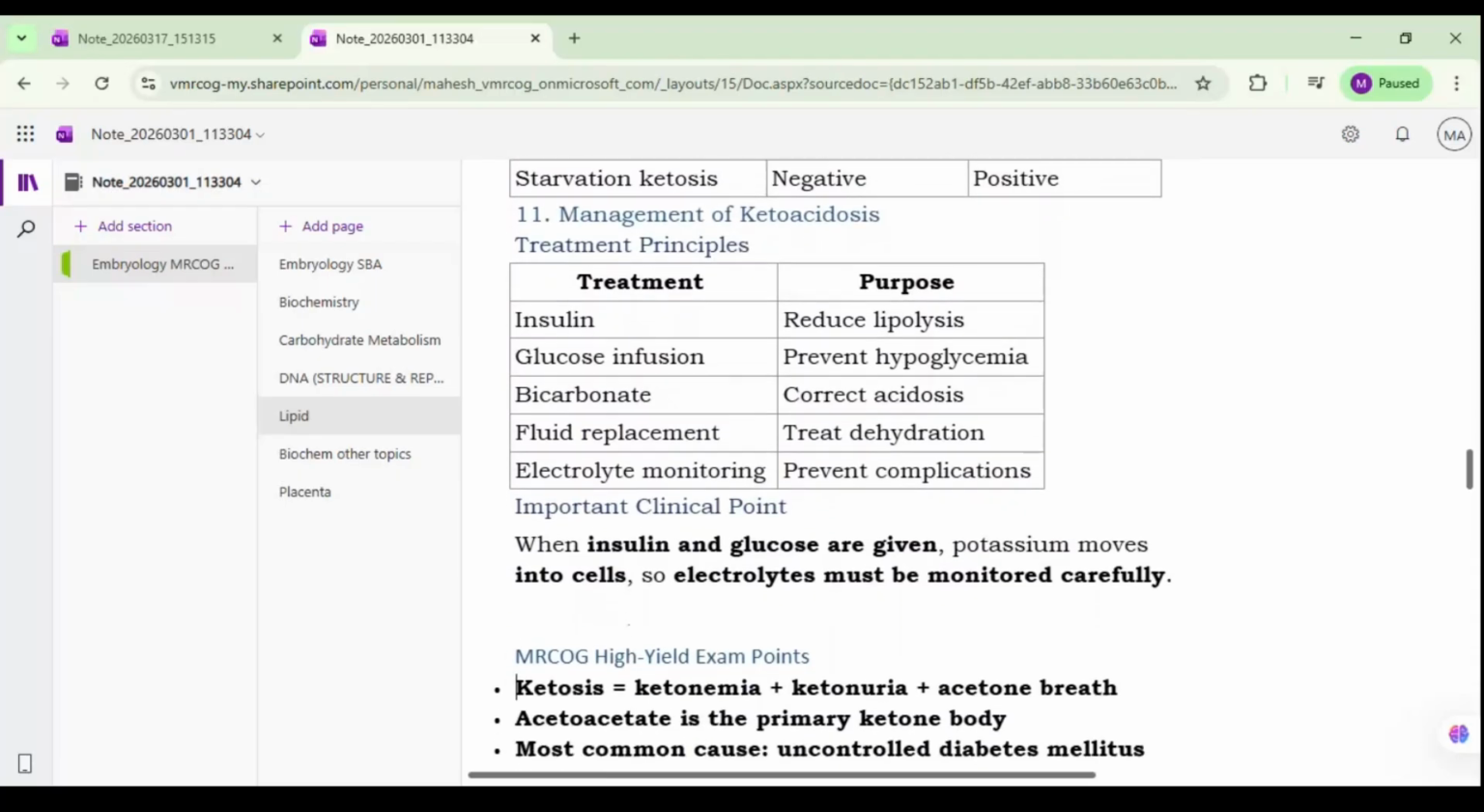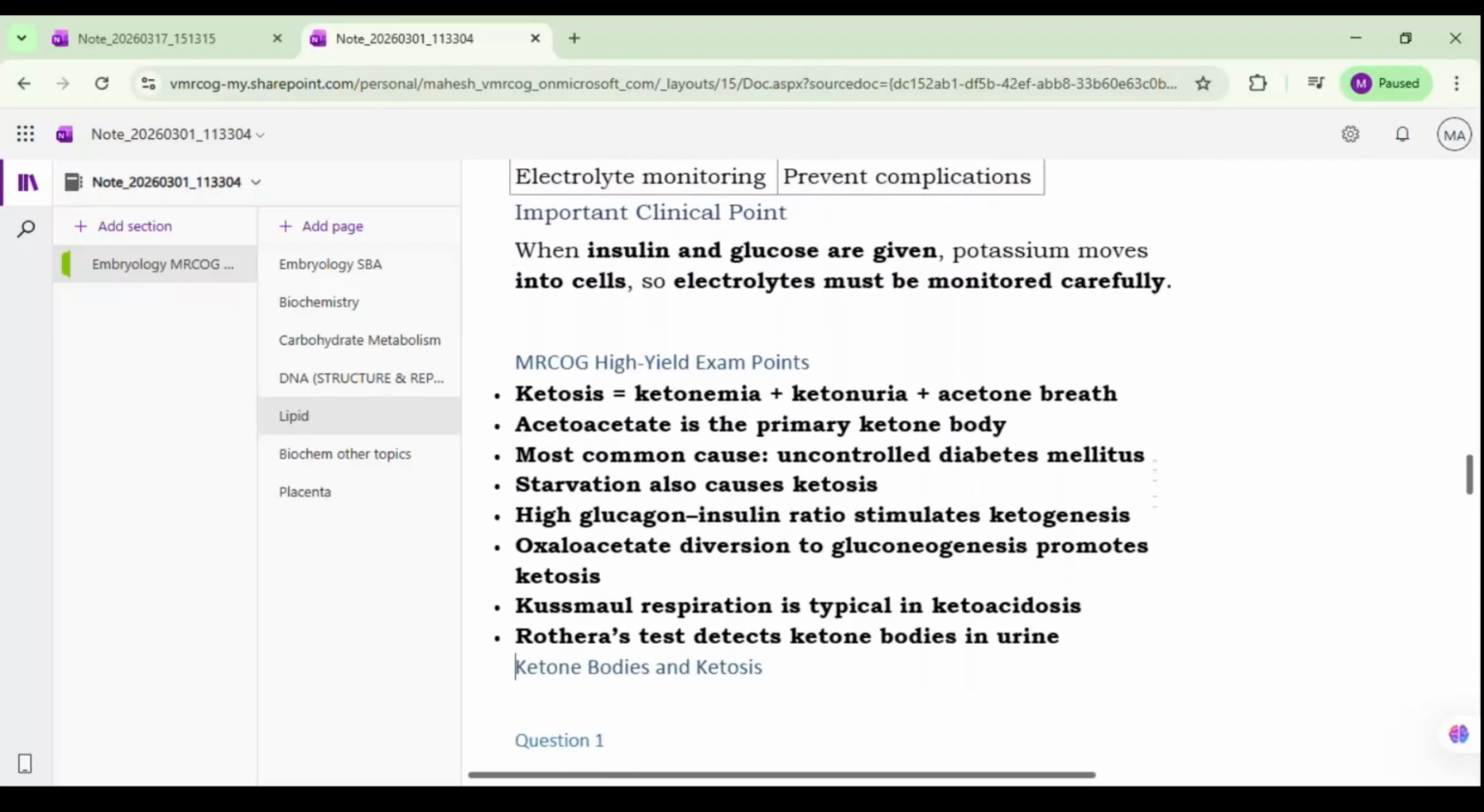Okay, so the take home message: ketosis is equal to ketonemia, ketonuria plus acetone. Acetoacetate is the primary ketone body. The most common cause is uncontrolled diabetes mellitus. Starvation also causes ketosis, and a high glucagon to insulin ratio stimulates ketogenesis. Oxaloacetate diversion to gluconeogenesis promotes ketosis. Kussmaul respiration is typical of ketoacidosis, and Rothera's test detects ketone bodies in the urine. Okay, so that finishes the metabolism of lipids.